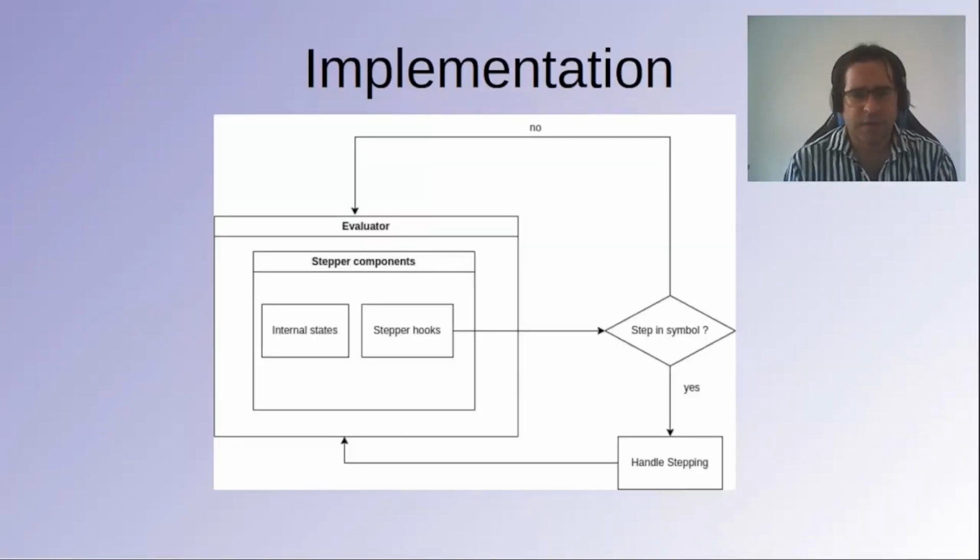As you can see, we have a summary of the architecture of the stepper. It's quite simple. I have added some code in the form of hooks inside the current ABCL core evaluator, and also some internal state, mostly flags. And according to the values of the internal state, the stepper will either go back to the evaluator without any stepping, or actually handle the stepping. Let's see it in more detail in the code.